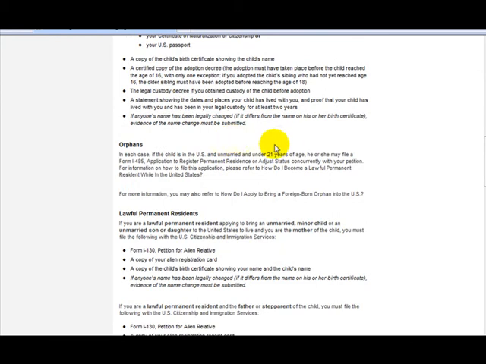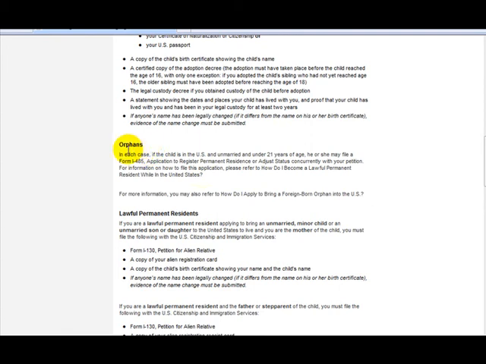Then we go to orphans. In each case, if the child is in the U.S. and unmarried and under 21 years of age, he or she may file a Form I-485 application to register permanent residence or adjust status concurrently with your petition. For information on how to file this application, please refer to How Do I Become a Lawful Permanent Resident While in the United States.